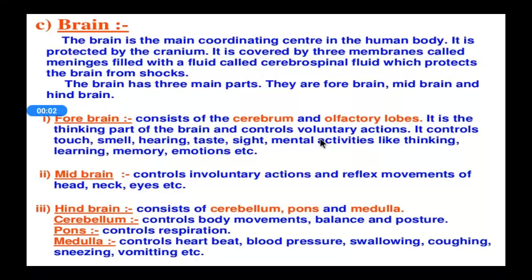Hi students, in this video we are going to discuss the central nervous system, that is the brain and spinal cord. First we will discuss the brain, the main coordinating center in the human body. It is a highly developed organ situated in the cranium of the skull, and in an adult it weighs about 1200 to 1400 grams.